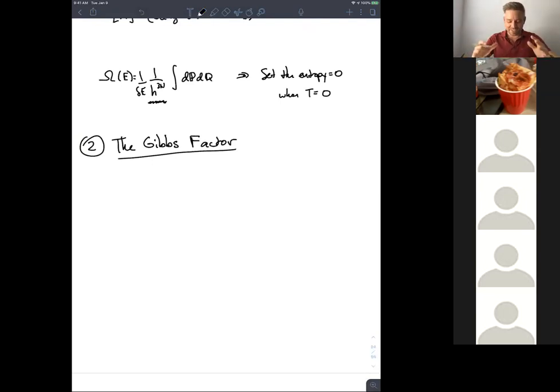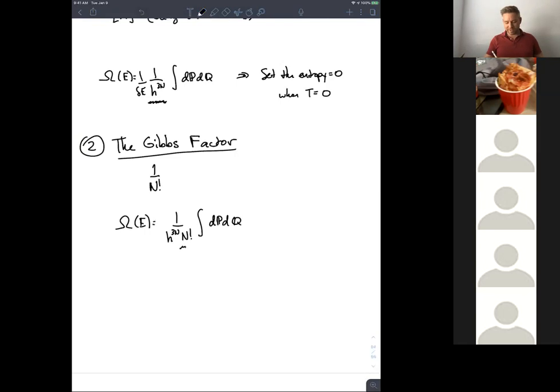Okay, but so the Gibbs factor. We're running out of time. We only got about 1 minute left. So I'm going to tell you what the Gibbs factor is. The Gibbs factor is another factor of 1 over N factorial. And so what we're going to do in the future in order to calculate the density of states is just this: h to the 3N times N factorial times dp dq.